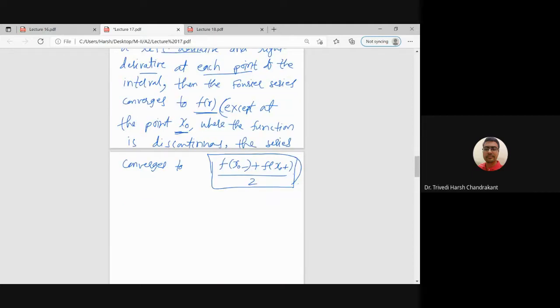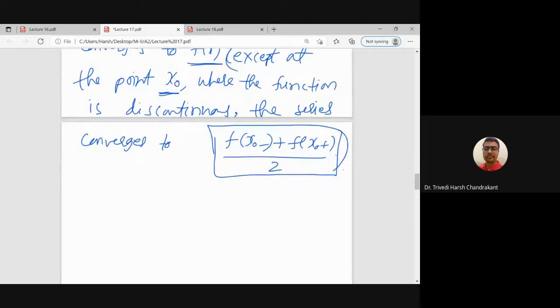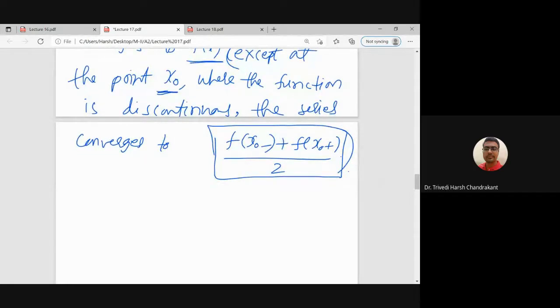Here the assumption that the derivative exists is needed because the proof uses integration by parts, and therefore we need to differentiate the function, f dash, right? So that's why the assumption of differentiability is required. You can see this proof in the book of Erwin Kreyszig, Advanced Engineering Mathematics, if you are interested.